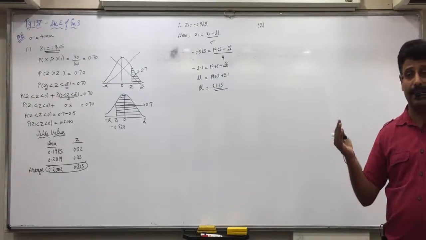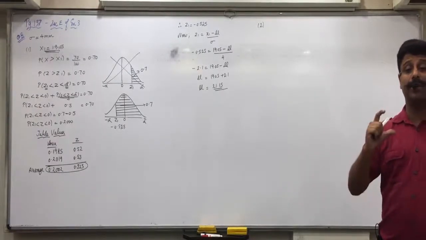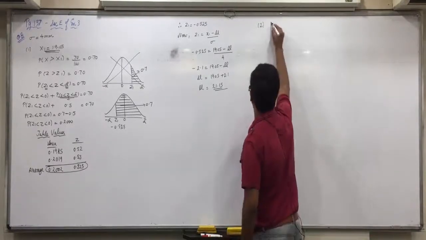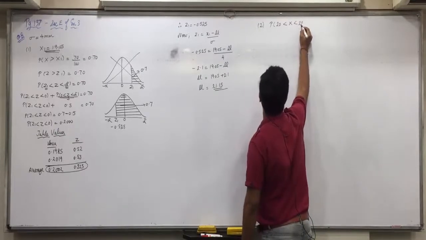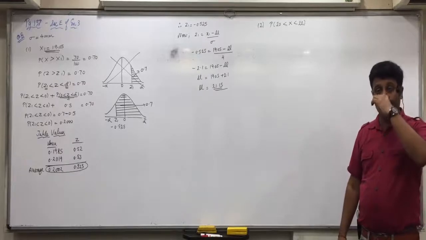Since percentage is asked, we will multiply with 100, but you are asked percentage of rejected, but first we have to find percentage of accepted. So we need to find P of 20 less than X less than 22. Okay, there is a direct question now what we have to solve.